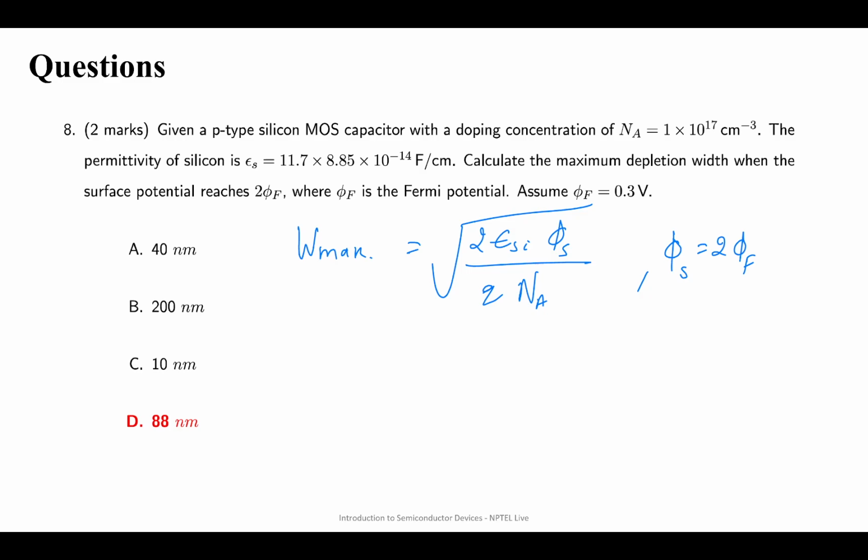The answer to this is 88 nanometers. You have to use the formula W max equals the square root of 2 epsilon Si by Q Na into psi s. We have to calculate when the surface potential is 2 phi f, so instead of phi s you write 2 phi f, which is 0.6. Epsilon Si you are given here, Q is 1.6 into 10 power minus 19, and Na is also given. When you put in all the values and calculate, you will get 88 nanometers.